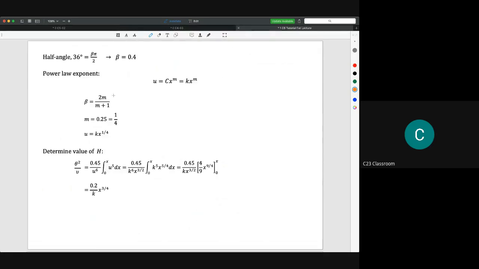So from here, we could calculate that half angle 36 degree is equal to beta pi over 2, and we could take beta is equal to 0.4. Then we could calculate the value of m here. We know the value of beta, so we could substitute the value of beta here. And then we could calculate m is 0.25 or 1 over 4. So from our general equation of velocity, u is equal to kx to the power of 1 over 4.